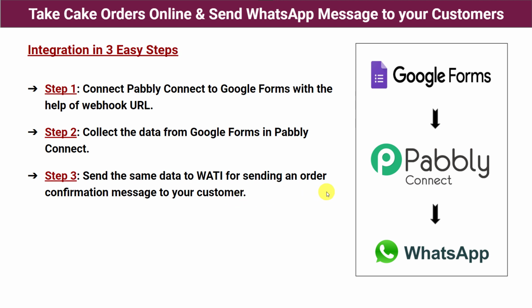So here, let me tell you why we are using Vati instead of using WhatsApp, because we cannot send the messages directly on WhatsApp. So Vati is an official API service of WhatsApp by which we can send the messages on WhatsApp. So at step 3, whatever the data Pabbly Connect has captured from Google Forms, the same data will be sent to Vati and the message will be sent on the WhatsApp number of the customer stating the details of the order placed. So let us learn the process now.